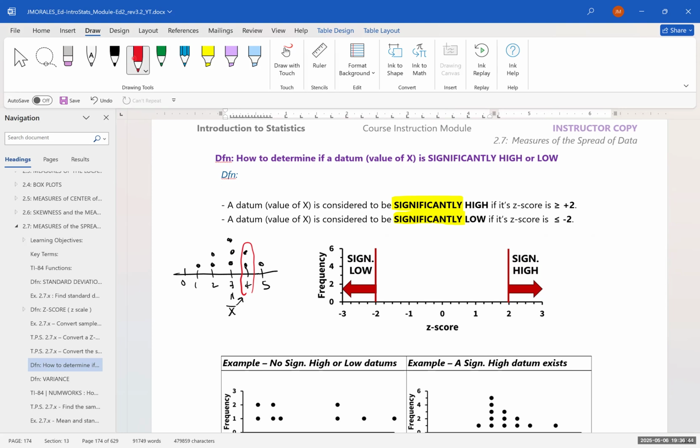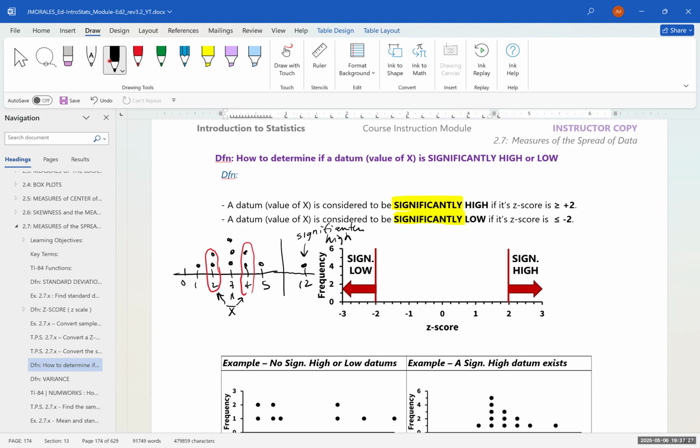Very similarly, if someone came and took 2 donuts instead of 3, that is smaller than the mean, but it's not significantly smaller. It's just a little bit smaller. But what if we handed somebody an open box of a dozen donuts, and they just took the box and walked away with it? They took all 12. We would say that that is significantly high.